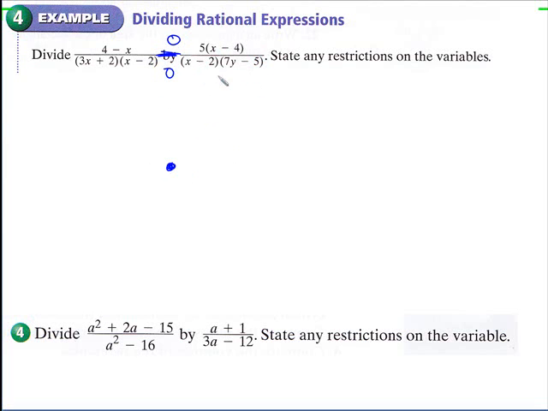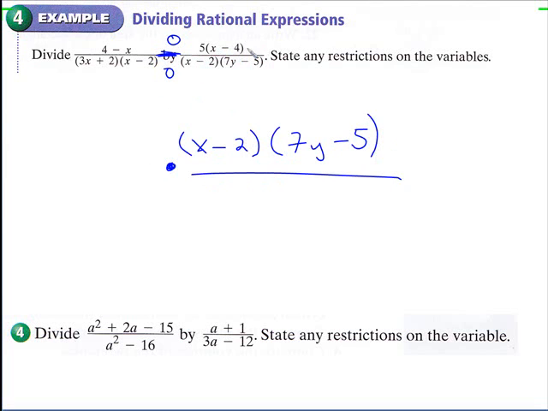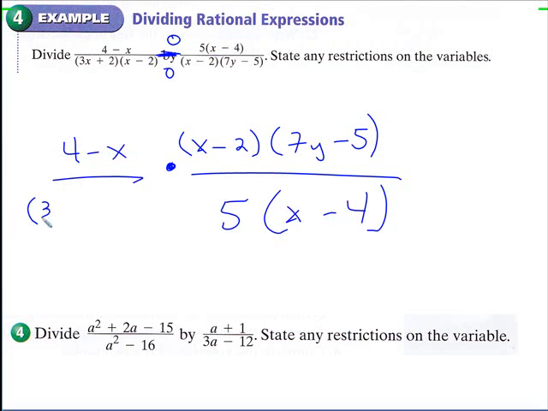The one on the right, that's the one that you flip. Whatever's on the bottom goes to the top, and this one's a nice example because they factored everything out for us already. Whatever's on the top goes to the bottom. The fraction on the right is the one that you flip, and the left stays the same: 4 minus x over 3x plus 2, x minus 2.